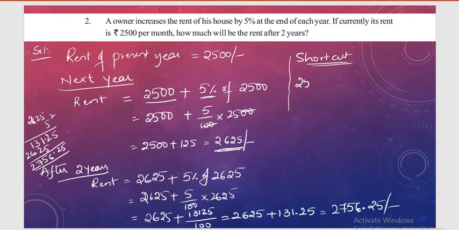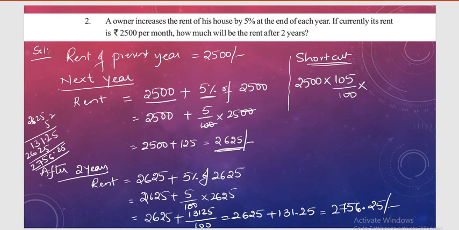So what I am going to do is, the present year rent is 2500. Every year, 5% is being increased, right? Since 5% is increased, it is already 100%, so for 100% plus 5%, that means 105 by 100. So this is after 1 year. After 1 year, the rent will be 2500 into 105 by 100.